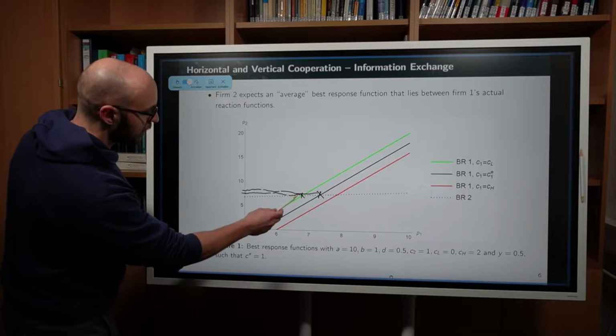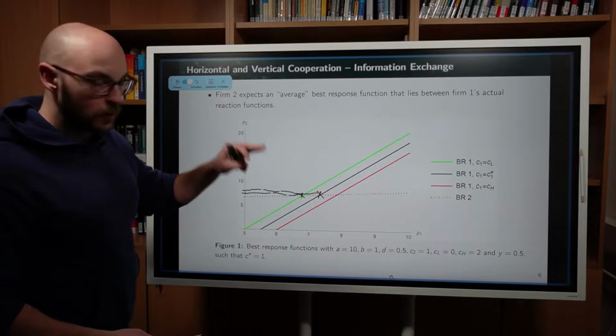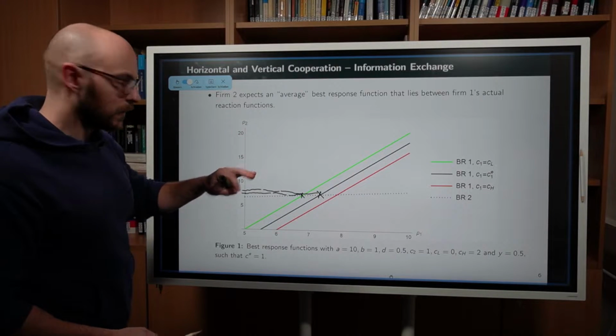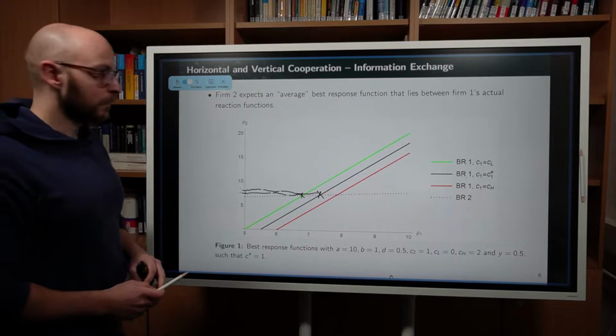So the price that firm 2 charges when firm 1 actually has low marginal costs, and firm 2 knows this, is lower than with uncertainty.